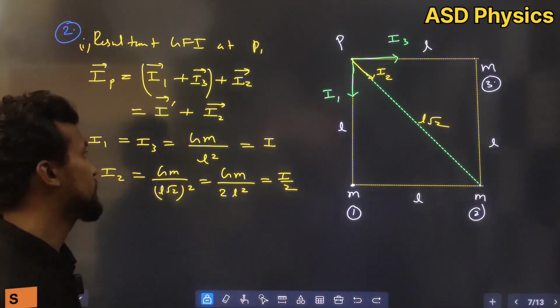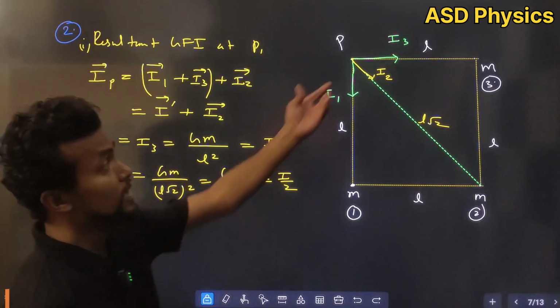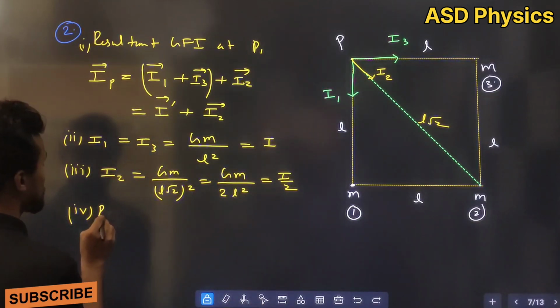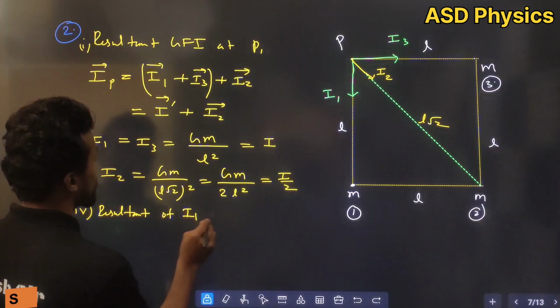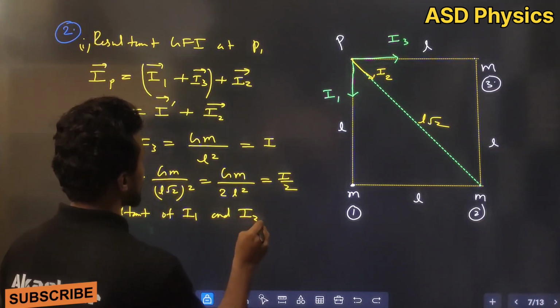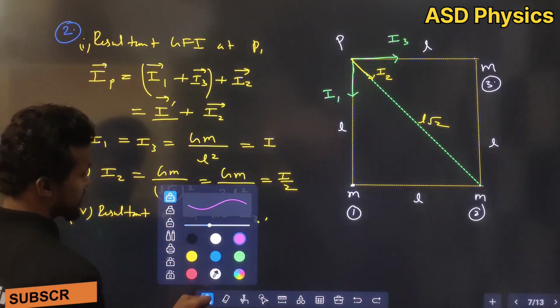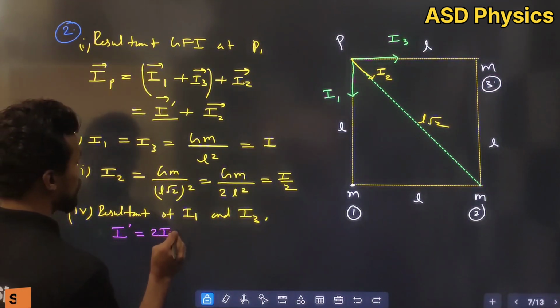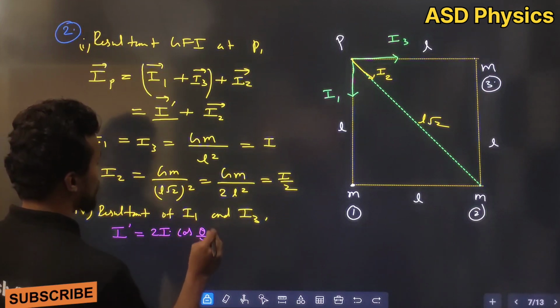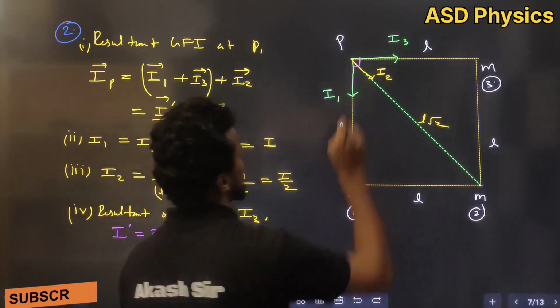Okay. Now students, what we have to do, as I told, first I will find the resultant of which ones? I1 and I3 here. Now, so here please, the resultant of I1 and I3, which I gave the name I dash here. This I dash is equal to, again the formula, 2I cos theta by 2. And can you see the angle between I1 and I3, how much here? This one here, 90 degrees.